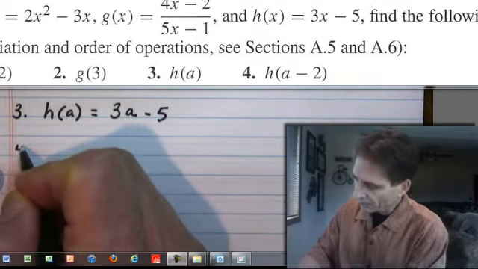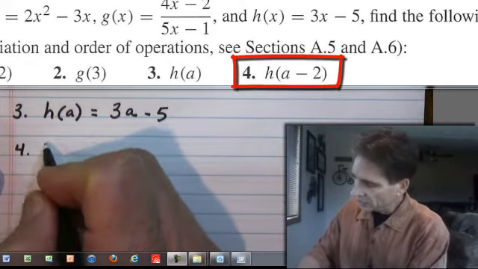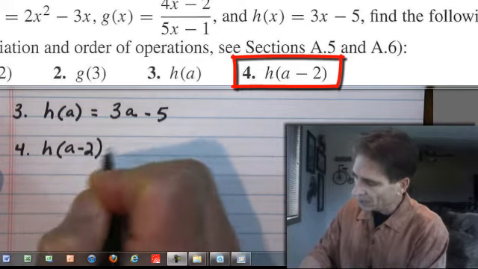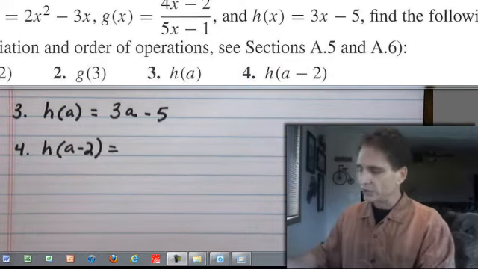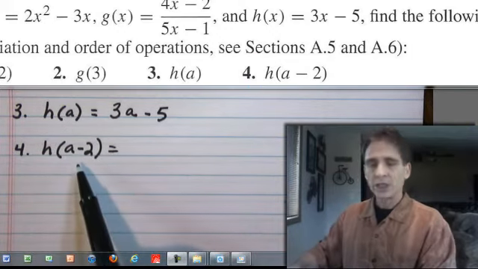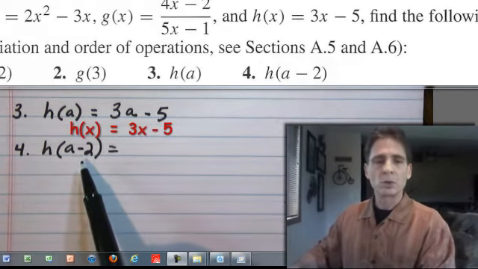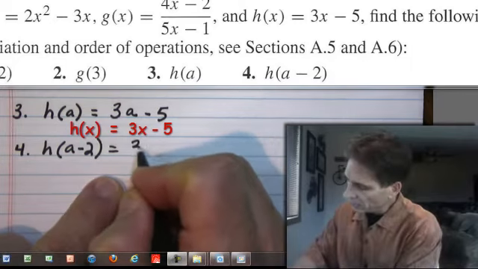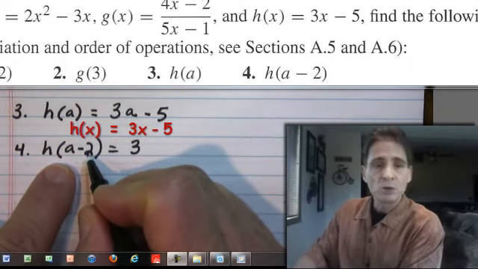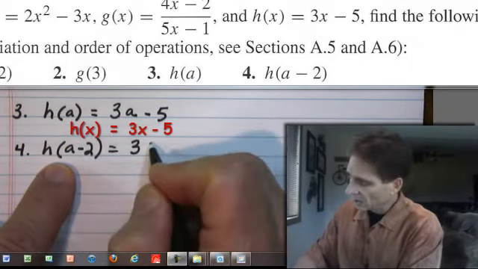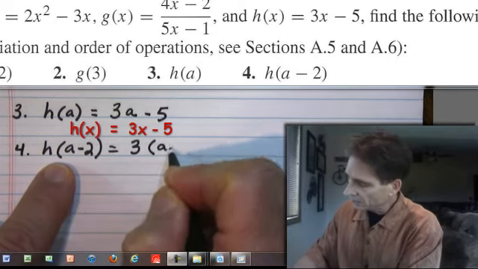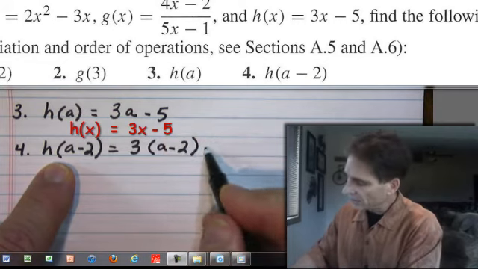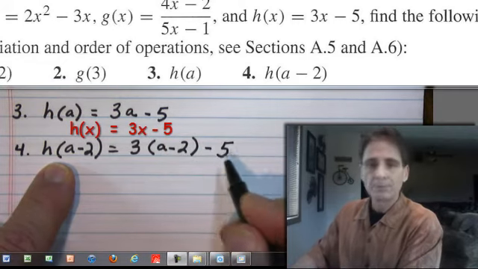Number 4 is similar, however, it's h of a minus 2. So once again, everywhere we see x in the equation above, we will substitute a minus 2 in. So instead of 3x, it will be 3. Because I have two terms, a minus 2, I'm going to put it in parentheses. And then I still have to include the minus 5 in the 3x minus 5.